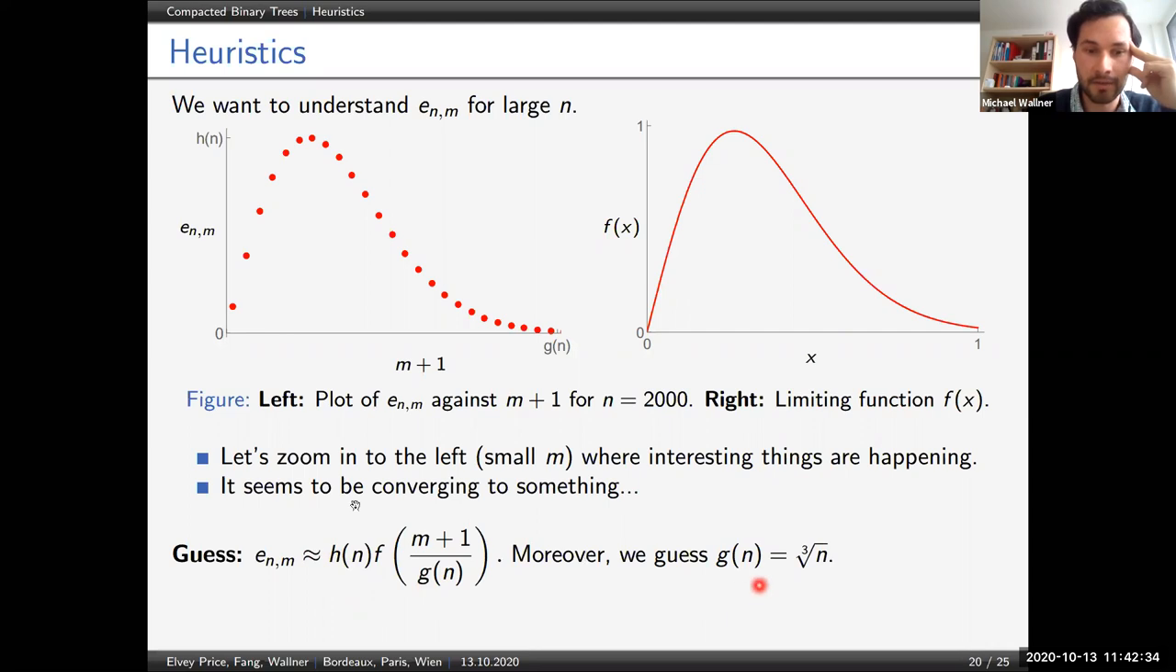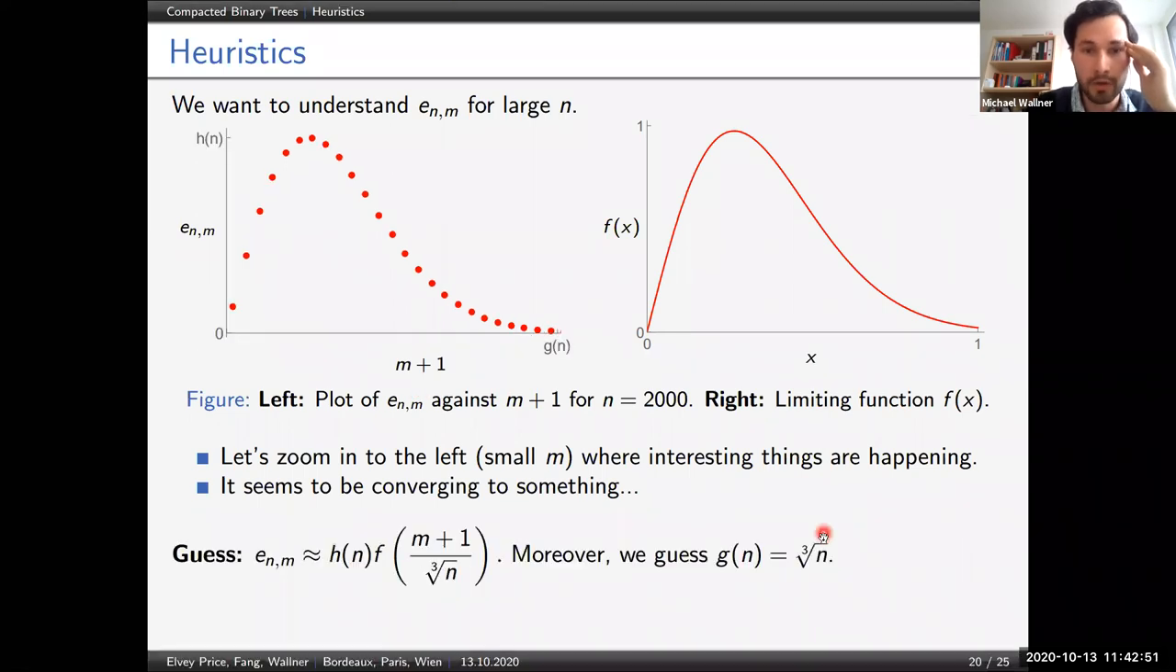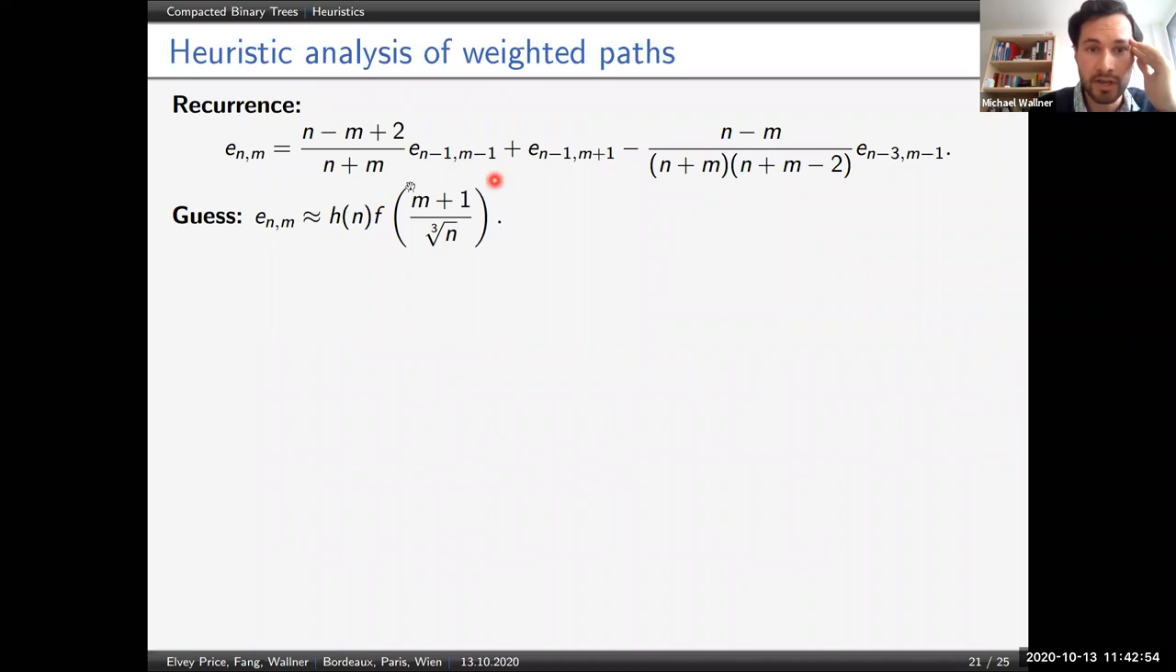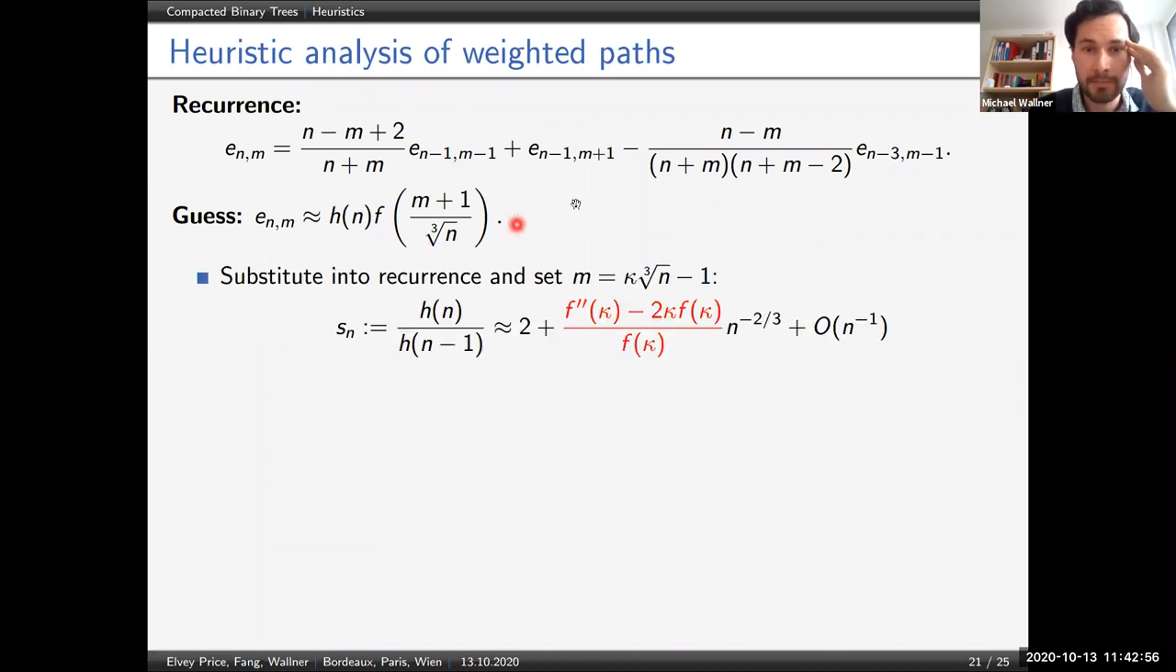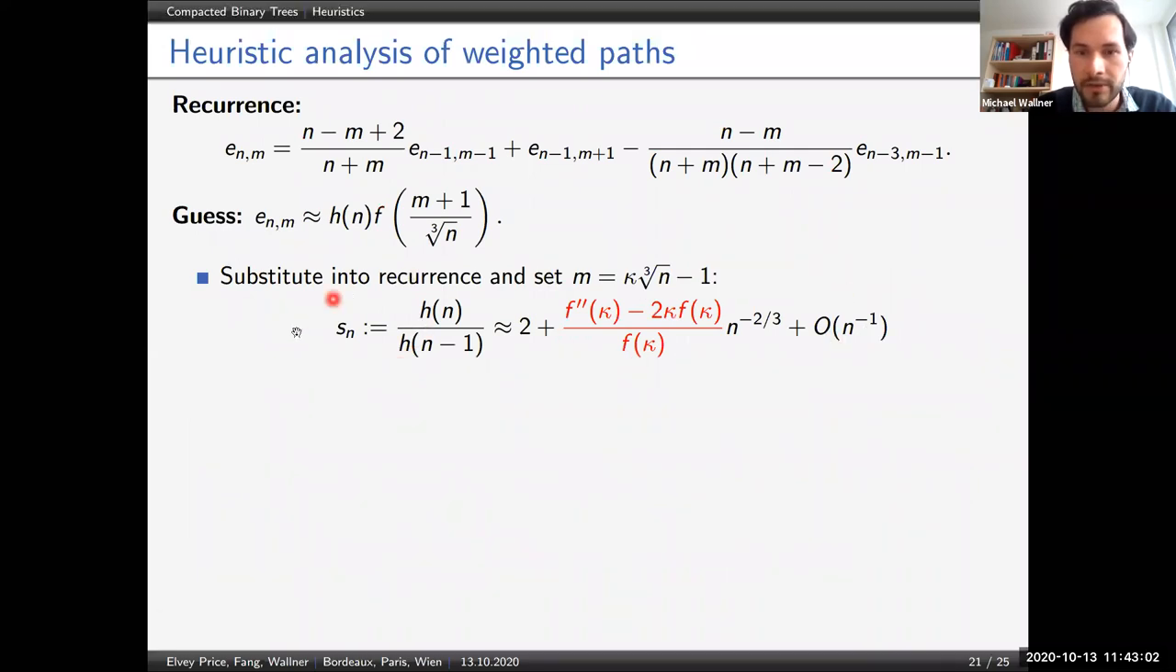And here we guess again. We guess the structure and we guess that it's n to the 1 on 3. This is motivated by the fact that here we have very large scales which depend basically on n, and interesting things happen if we have m close to n to the 1 on 3. And what we do then, we use this in the recurrence I showed you. And then after some technical steps, you plug it in. We looked at the quotient. And what we see here is this shape. So the quotient h_n over h_{n-1}, if this is true, then this has to be true.